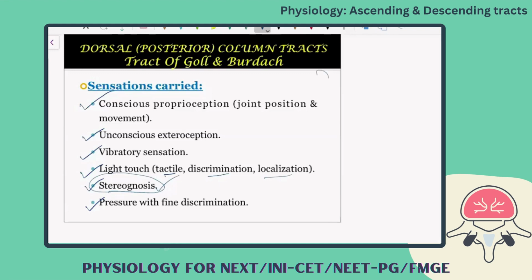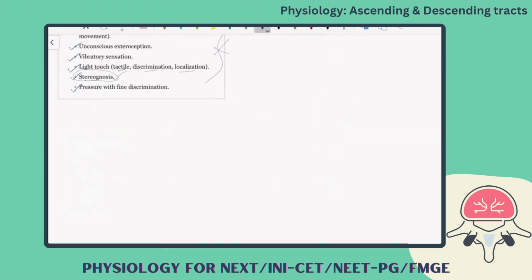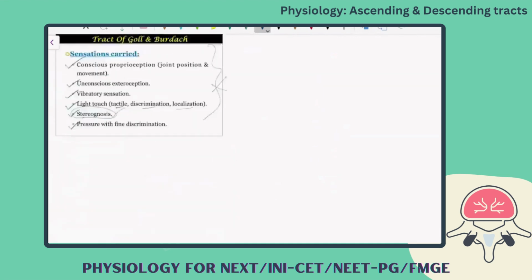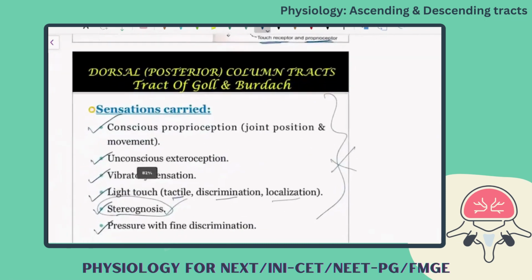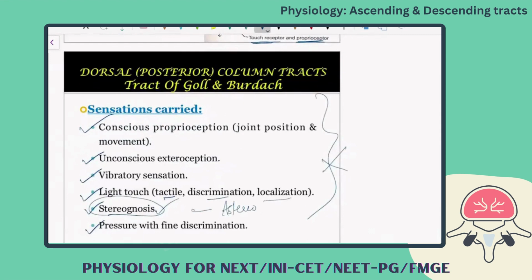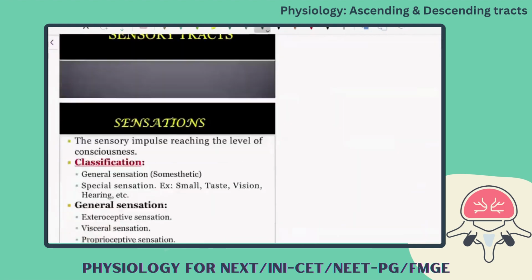And whatever sensations are carried in this dorsal column pathway, if there is any lesion, these functions cannot be sensed by us. Okay. And in those cases, you will get a condition that you call astereognosis. Okay, clear? So this is what is up to the dorsal column pathway.